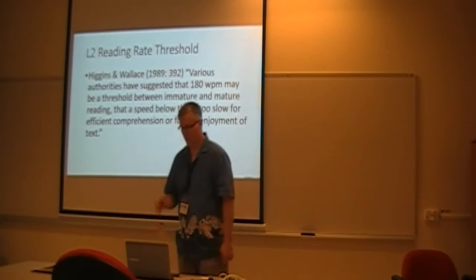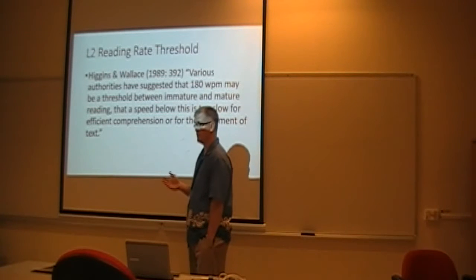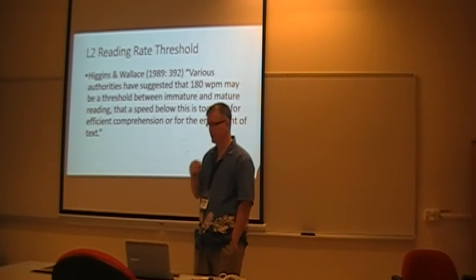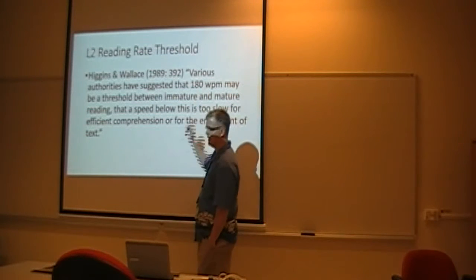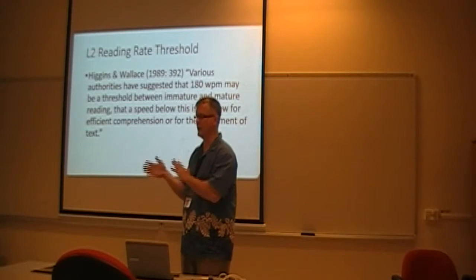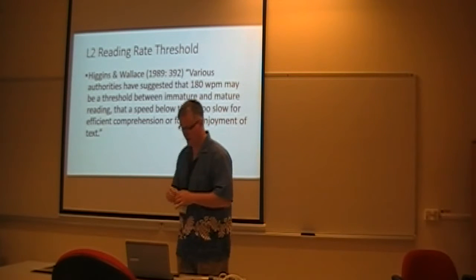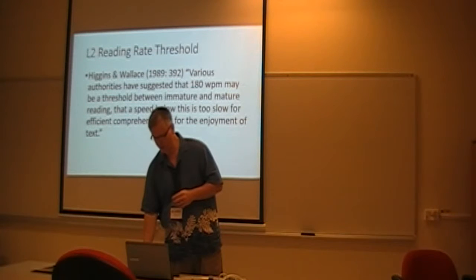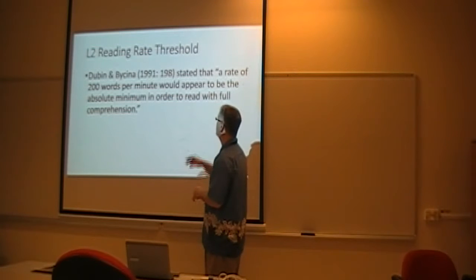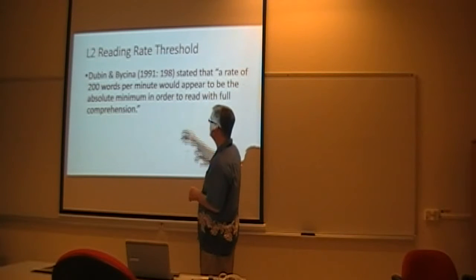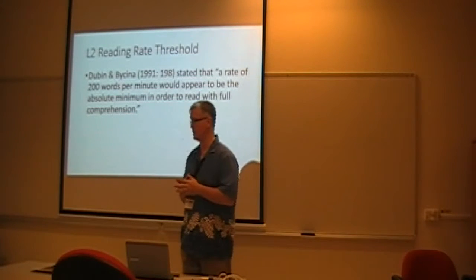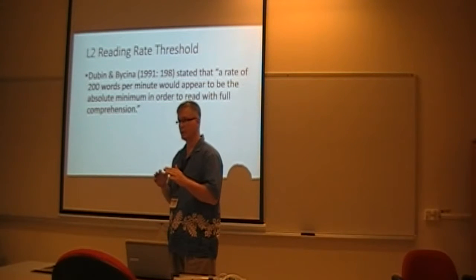All right, so that's for native speakers, but we want to know what is a good reading rate for language learners. So according to Higgins and Wallace, 180 words a minute is what is considered kind of the area between mature and immature reading. Now, some other people have suggested 200 words a minute. Dubin and Bicina said 200 words a minute would be kind of an appropriate level to consider reading for comprehension.